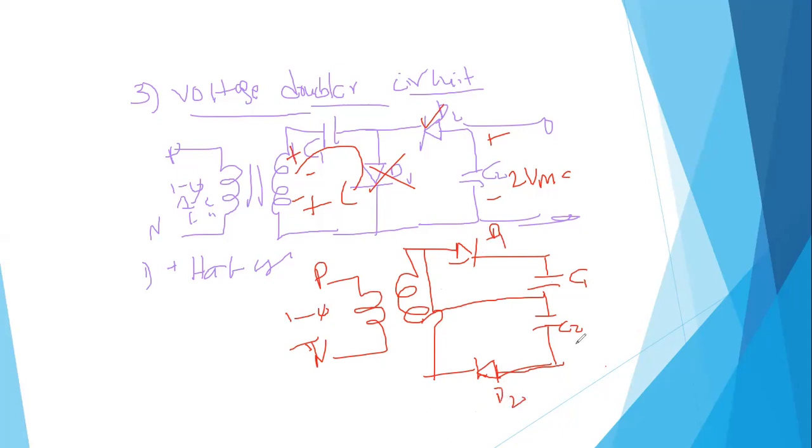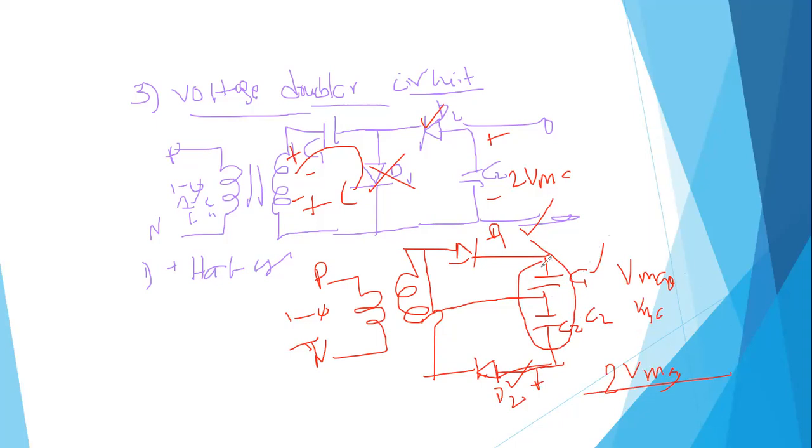At the positive half cycle, D1 will be forward biased and C1 charges up to V maximum. And similarly in the negative half cycle, D2 will be forward biased and C2 charges up to V maximum. So the total voltage across the circuit becomes 2 into V maximum. This is very, very important.